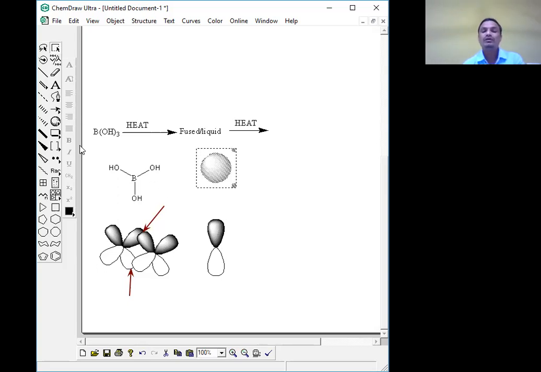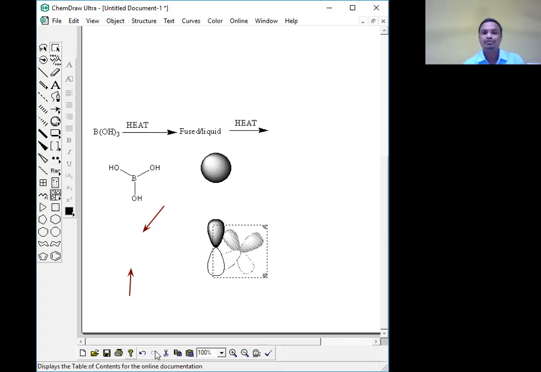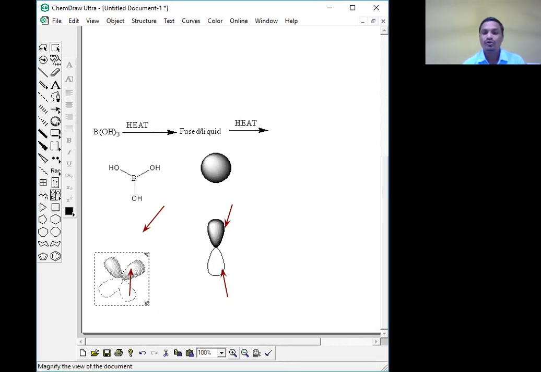Now, what about the third option, option C? The diagram given is like this. This type of overlapping is shown there. In this type of overlapping, the overlapped region is not lateral, not side by side. It is again the axial type of overlapping, and therefore this is again not going to form a pi bond. But a pi bond is formed when the orbitals overlap with each other laterally.